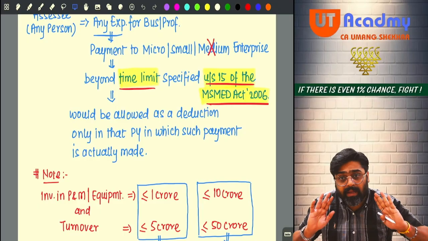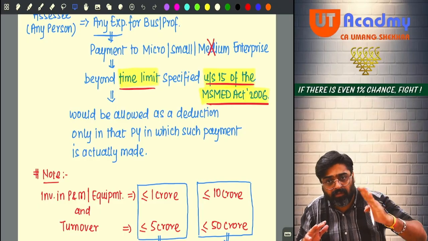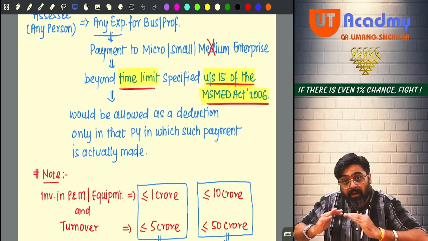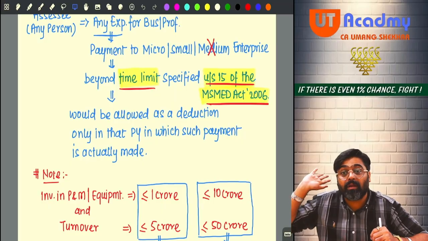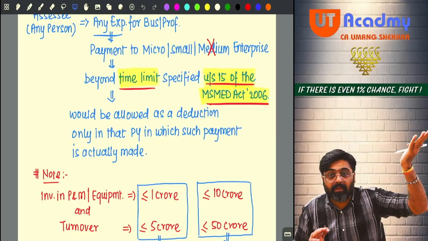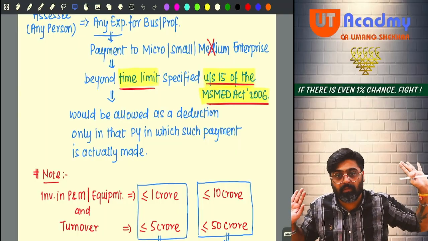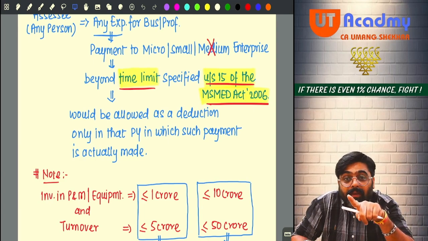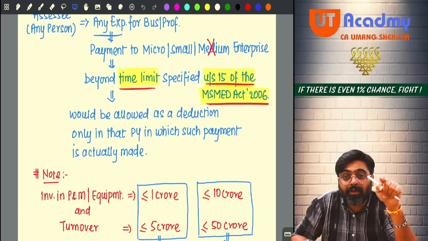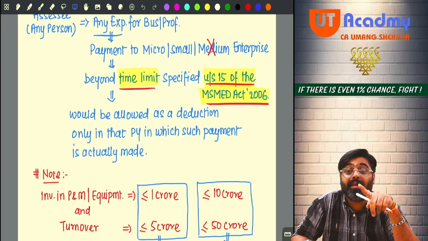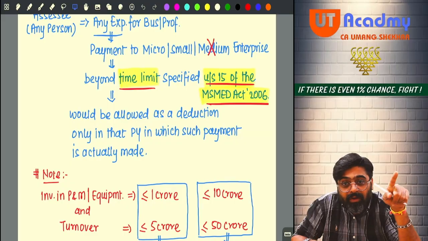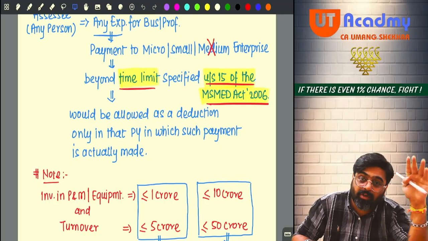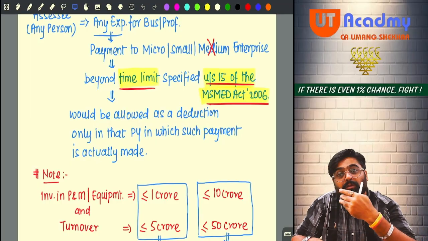Okay. But if within that time specified in section 15 the payment is not made, then 43B will be attracted. This payment will be disallowed, and it will be allowed in that previous year in which it is actually made. We will not allow it in this year. 43B will disallow it, even if the payment is made on or before the due date of filing ROI, since the time limit prescribed in section 15 is gone. Now this expense will also be disallowed.